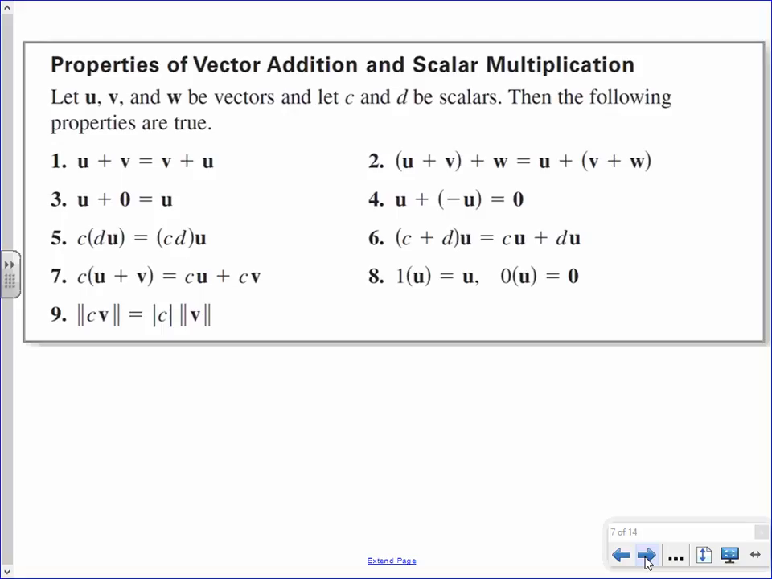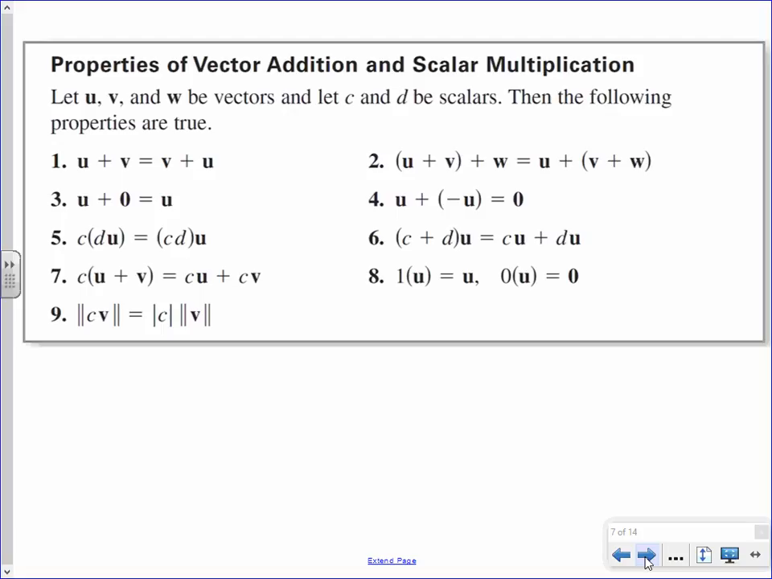This 0 that's bolded, that's a 0 vector. So the vector 0, 0. If we add a vector to the 0 vector, we still have the same vector. Adding a vector to its opposite will get you the 0 vector. Over here, this is just saying if we have 2 scalar multiples, it doesn't matter what order you do the multiplication in. Okay, so it's kind of associative property with multiplication.